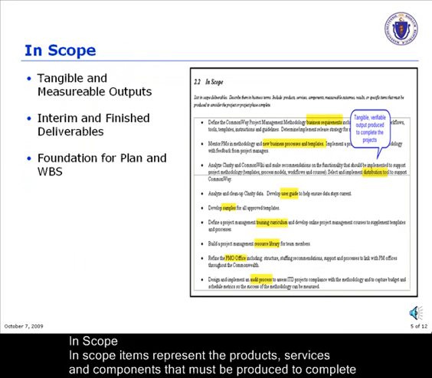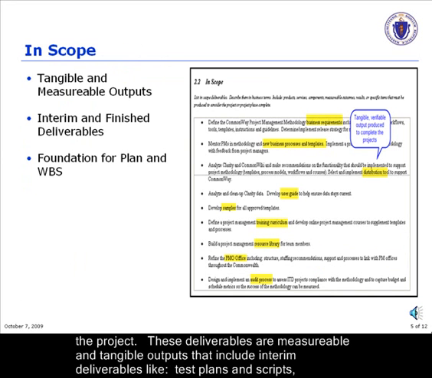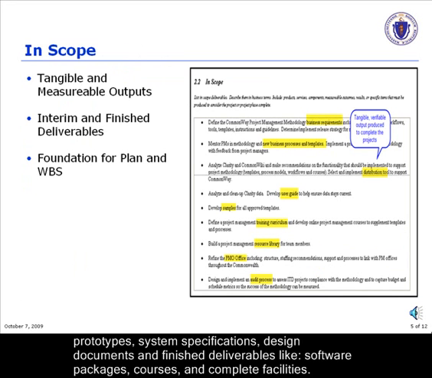In scope. In-scope items represent the products, services, and components that must be produced to complete the project. These deliverables are measurable and tangible outputs that include interim deliverables like test plans and scripts, prototypes, system specifications, design documents, and finished deliverables like software packages, courses, and complete facilities.